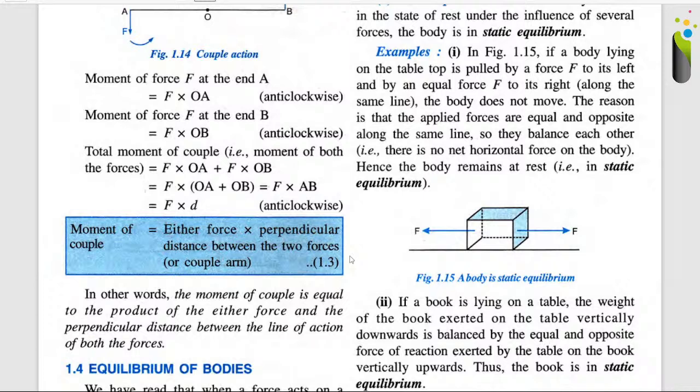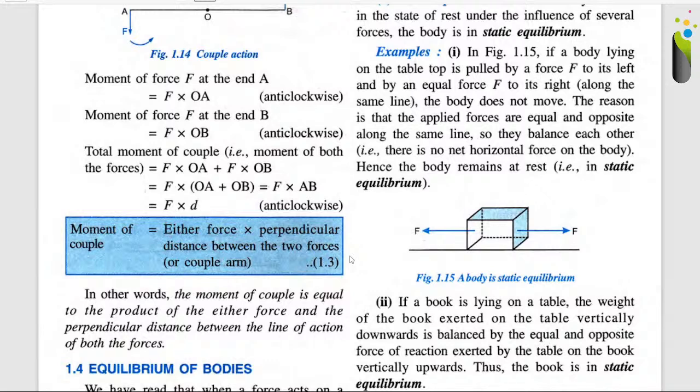Now, this is quite easy for anybody to understand. Imagine you're standing at the center and two friends of yours who are exerting equal force on you are pulling you in opposite directions by both of your hands. In that case, you will remain stable. Neither do you move towards the right nor towards the left. In simple words, you are in a state of rest, that is static equilibrium.